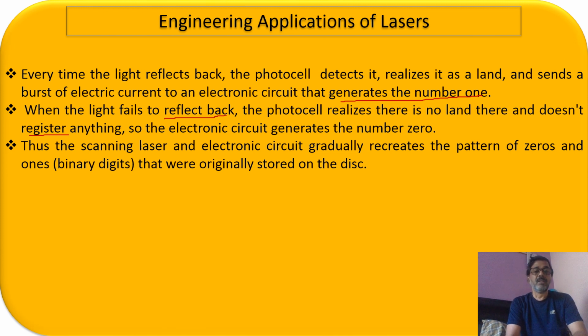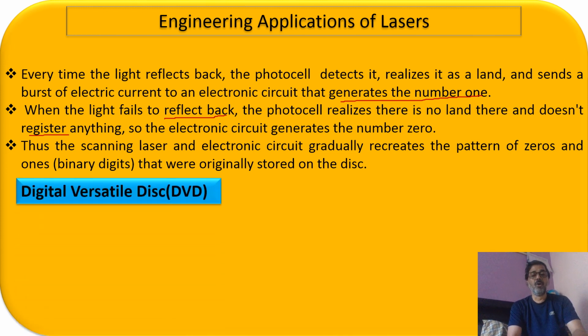Thus the scanning laser and electronic circuit gradually recreate the pattern of 0s and 1s, the binary digits that are originally stored on the disk. So what is happening? Therefore what we can say is, from the CD, 0 and 1 are coming in the form of the electronic signal, and your electronic instrument is detecting 0 and 1 in a sequence as it has been recorded. All right. So this is how we are going to retrieve the data from your CD.